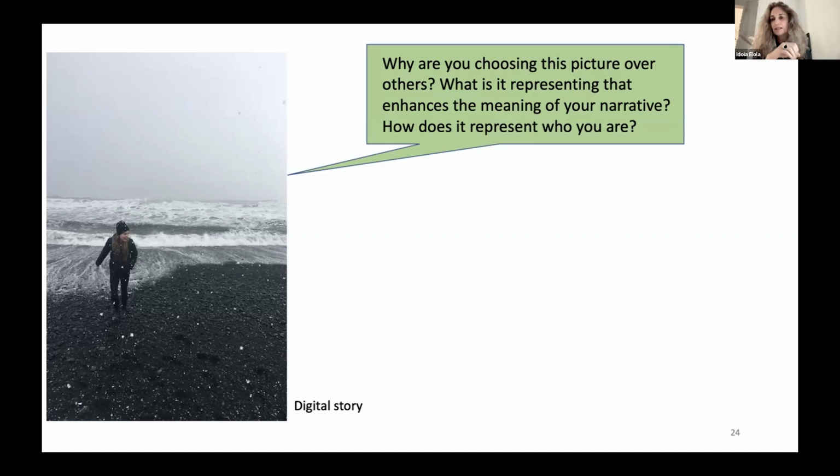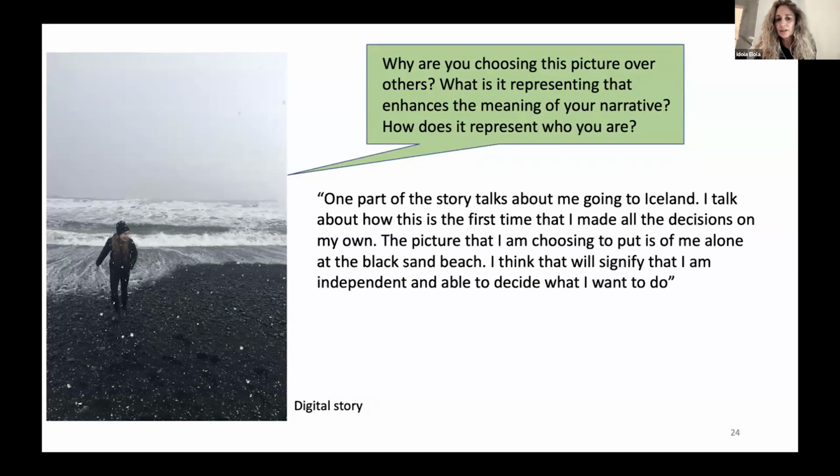And this is a study abroad student in Spain that went to Iceland. So this was her reflection. As you can see, one part of the story talks about me going to Iceland. I talk about how this is the first time that I made all the decisions on my own. The picture that I'm choosing to put is of me alone at the black sand beach. I think that will signify that I'm independent and able to decide what I want to do. So this is a different way of thinking of feedback, because sometimes we're going to be dealing with other aspects that are also important to the students, as in the case of identity in this one.